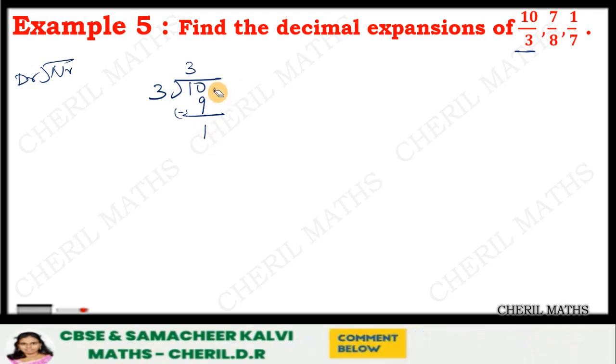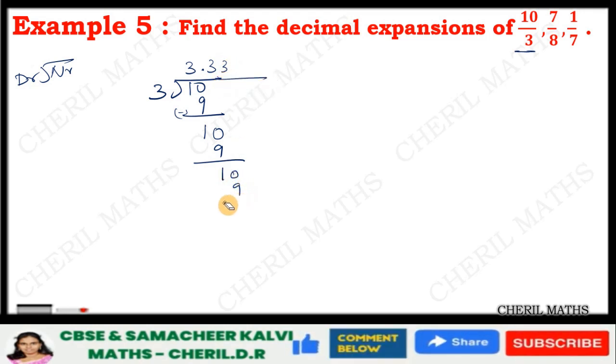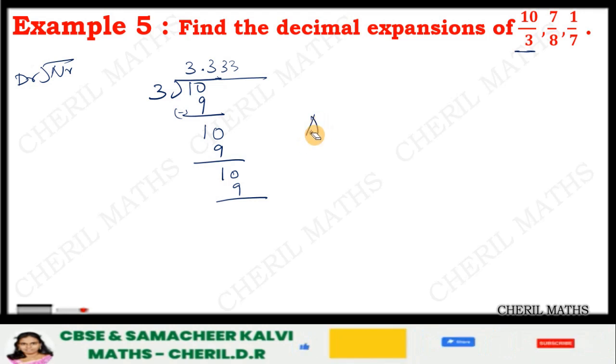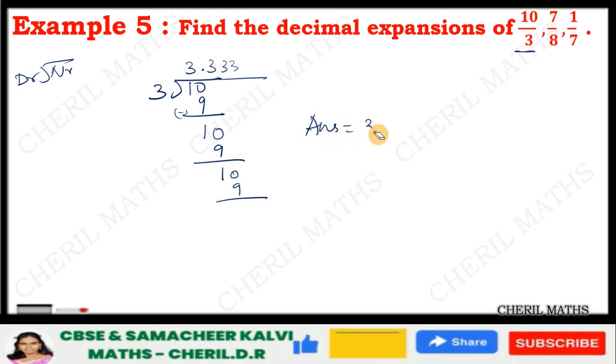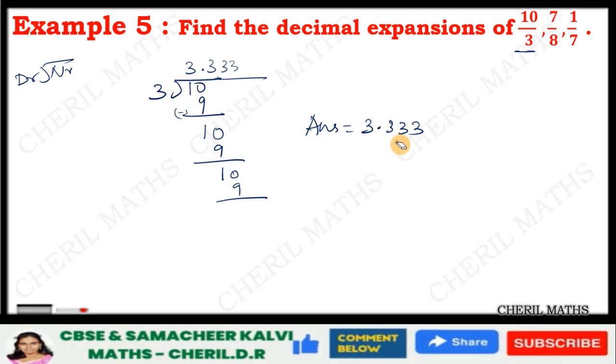So you don't have any number here. So what you will do is you will put a decimal and then you will put 0. So again you have 3 3s are 9. So again it's going to go on repeating. If you see here, how much ever times you do, you will only get 3.33333. So your answer here, you can say it is going to be 3.333.